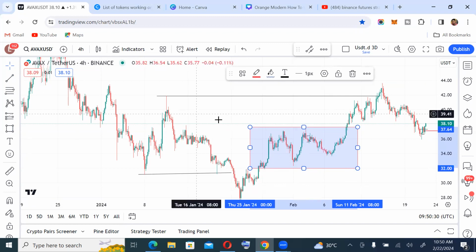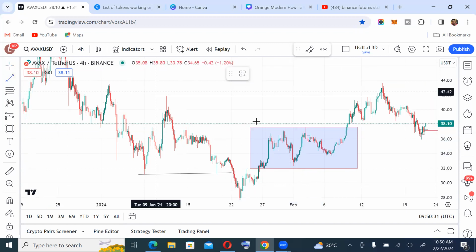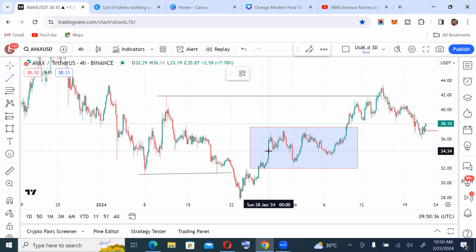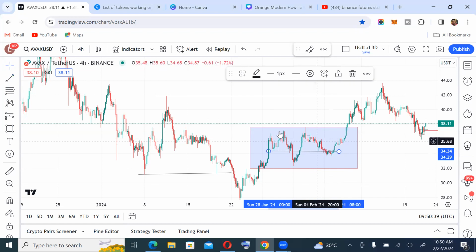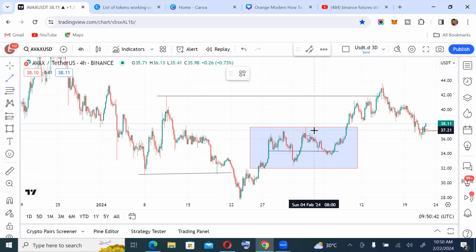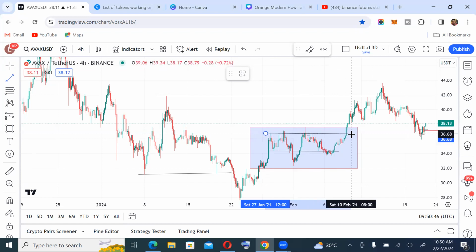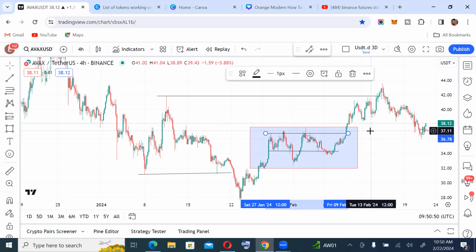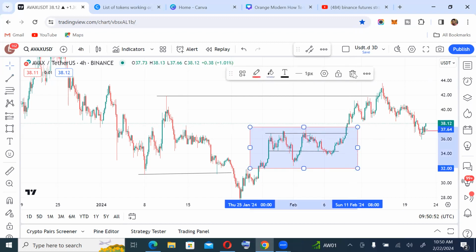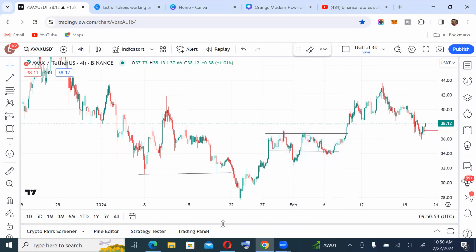You can see we had a range, a range bound here, and of course a higher range bound here. Now, what has price just done? Let me take out this box so you see clearly. Price has taken out completely these lows.